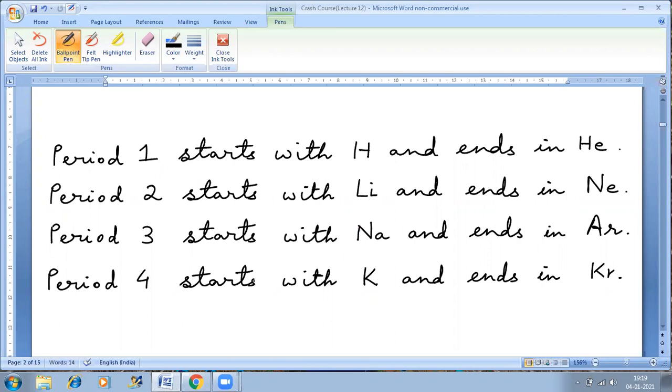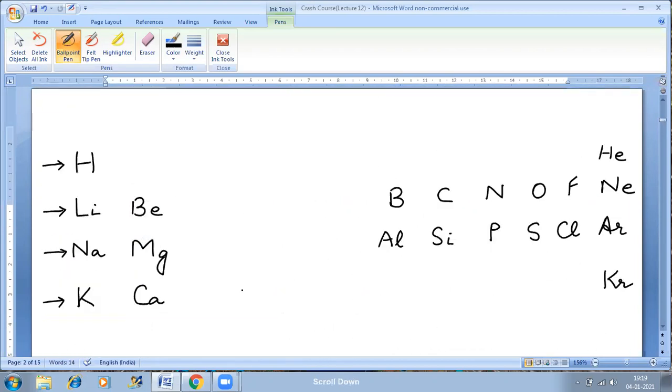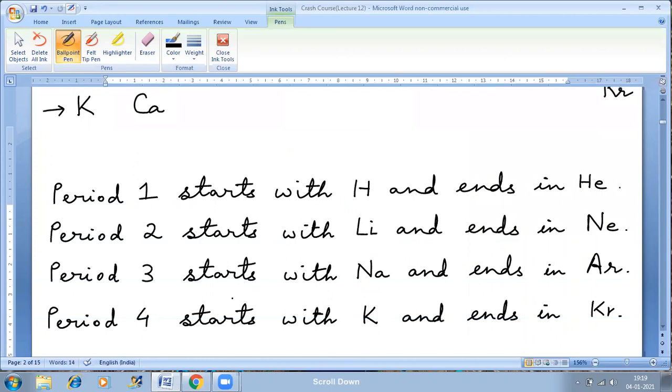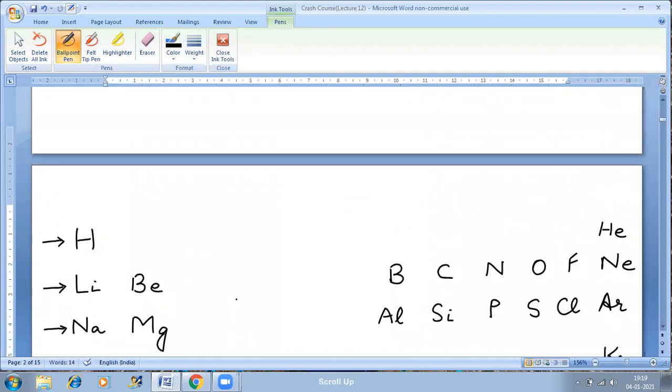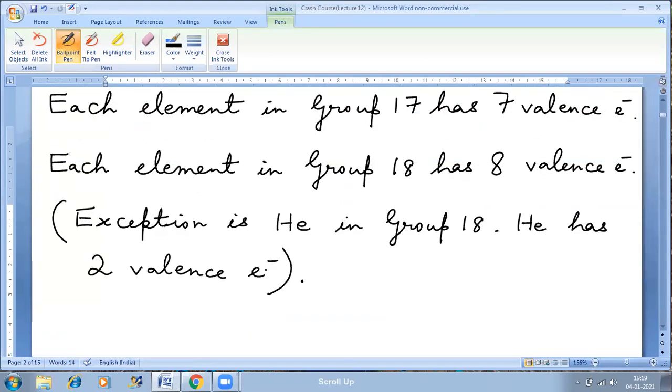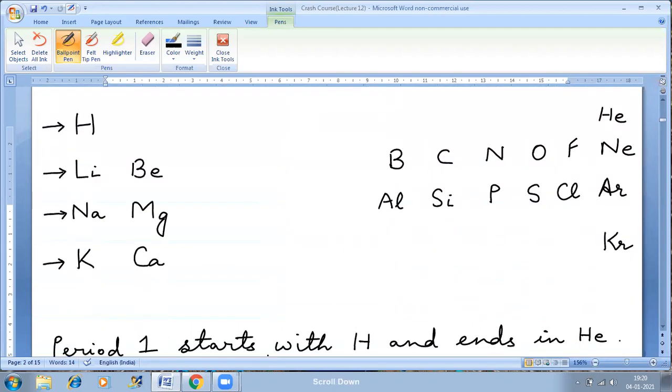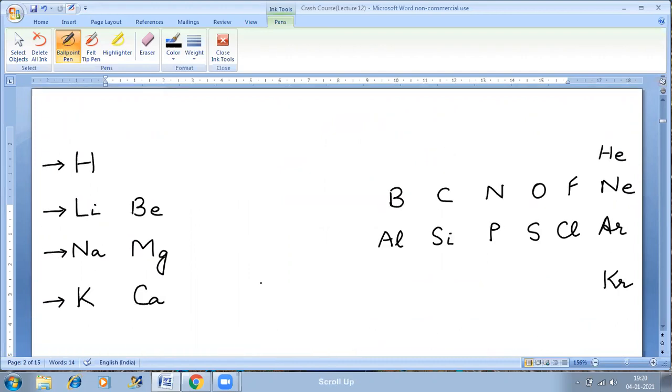Now, all these elements which are inert gases, that is helium, neon, argon, krypton, xenon, radon, are in group 18. So what is group 18? As you can see here, each element in group 18 has 8 valence electrons, except helium, which has 2 valence electrons. So all the inert gases are in group 18. They can ask you which group in the periodic table has all the inert gases. So we'll say that group 18 has all the inert gases. Inert gases are also called noble gases. Okay.